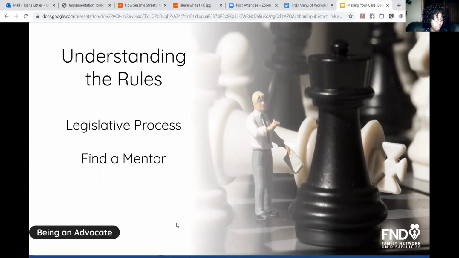And you want to make sure that you find a mentor. A mentor will be somebody who would be helpful in explaining all of the avenues of the legislative process.